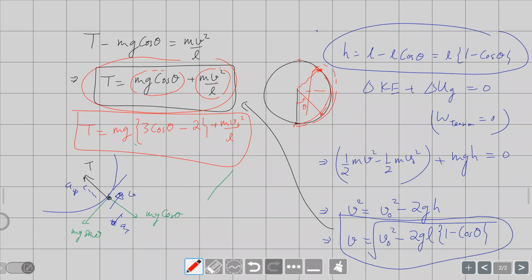Can it start after the 180? No, because see again, any point over here and here, they are symmetric. So this would have happened earlier. If you are getting a condition, suppose we are writing a condition for the string to slacken and somewhere here, that condition will have been satisfied here also. So the thing is, you can never get there.